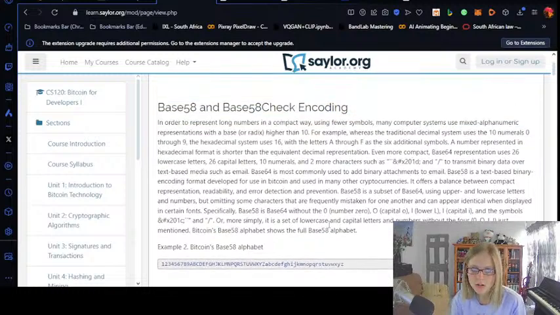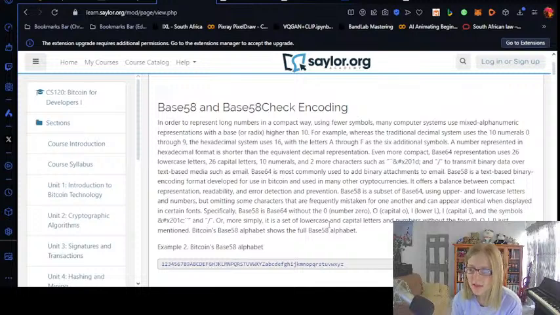In order to represent long numbers in a compact way using fewer symbols, many computer systems use mixed alphanumeric representations with a base higher than 10. For example, where the traditional decimal system uses the 10 numerals 0 through 9, the hexadecimal system uses 16, with the letters A through F as the 6 additional symbols. A number represented in hexadecimal format is shorter than the equivalent decimal representation.